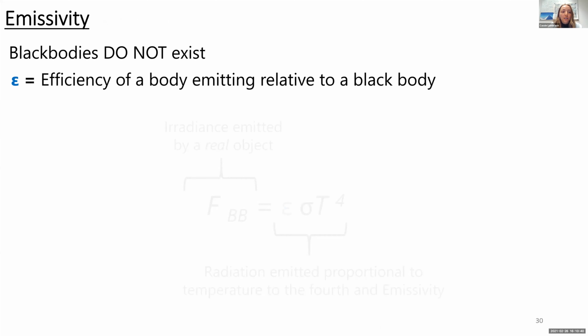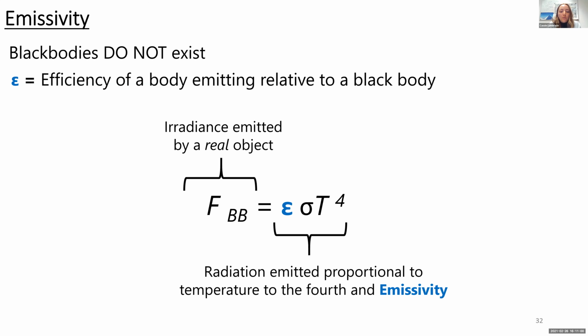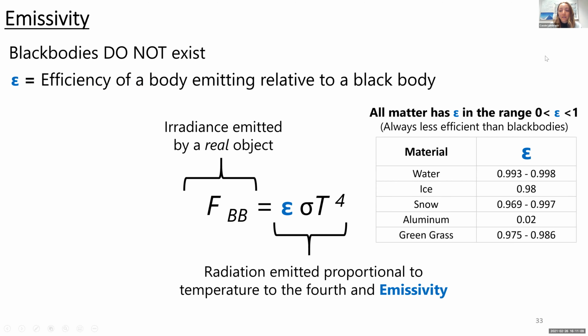So what we do is we use something called emissivity. This is the efficiency of a body emitting relative to a black body, so it's that relative relationship between what you actually have and a black body. So your equation for what's being emitted by a real object is now your temperature to the fourth and still your Stefan Boltzmann's constant, but multiplied by this emissivity. All matter has an emissivity, within the range between 0 and 1. It's always going to be less efficient than a black body because that perfect black body doesn't exist, but some things can be pretty close to a black body.